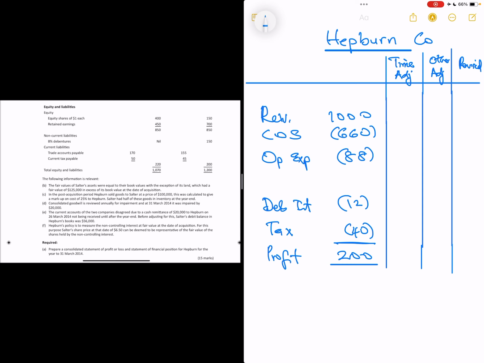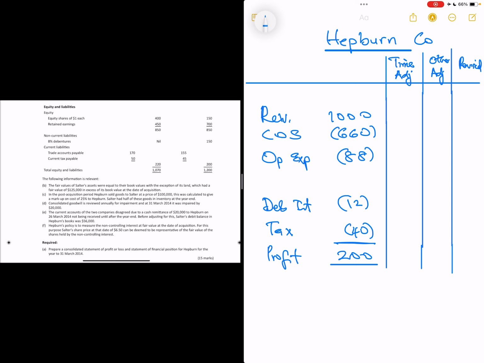Note B is on fair value adjustment on land. It is not a depreciable asset. In that case, it would not affect our profit or loss account. C is on post-acquisition sales that were made by Hepburn to Salter for $100. The markup of 25% was provided, and half of those goods were still in inventory, which means there will be a consideration for unrealized profit at 50%.